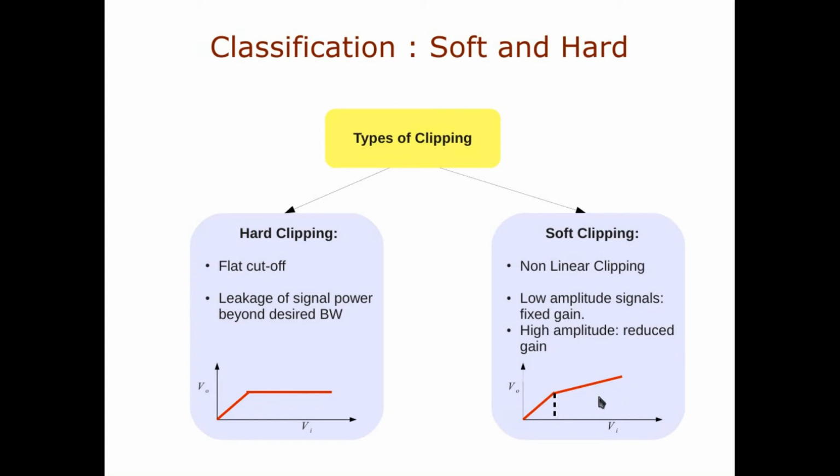So currently this figure shows only two such gains, but there can be many thresholds that can be applied for soft clipping also. So high amplitude has got a reduced gain, because at high amplitudes you know that the power amplifier gain is going to reduce.